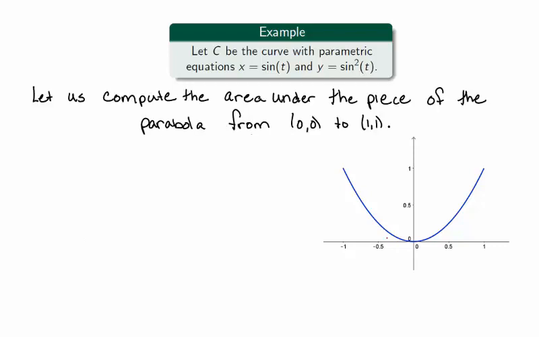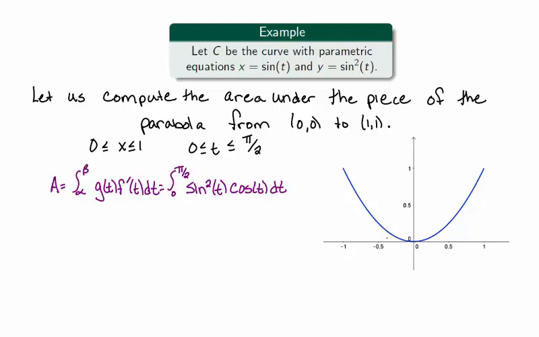As before, consider the curve x equal to f of t, which equals sine of t, and y equal to g of t, which equals sine squared of t. Recall that these parametric equations trace out the piece of the parabola y equal to x squared from (-1, 1) to (1, 1). Let us compute the area underneath the piece of the parabola from (0, 0) to (1, 1). So 0 is less than or equal to x, which is less than or equal to 1, and this happens when 0 is less than or equal to t, which is less than or equal to pi over 2.